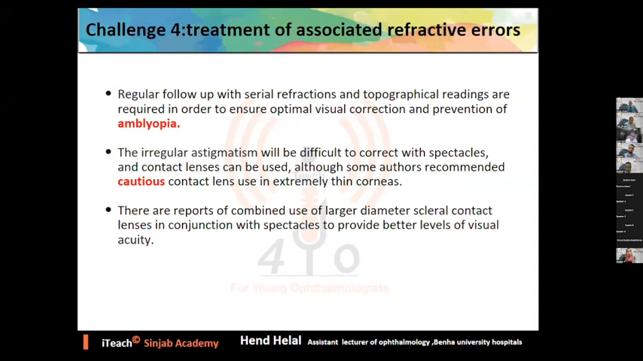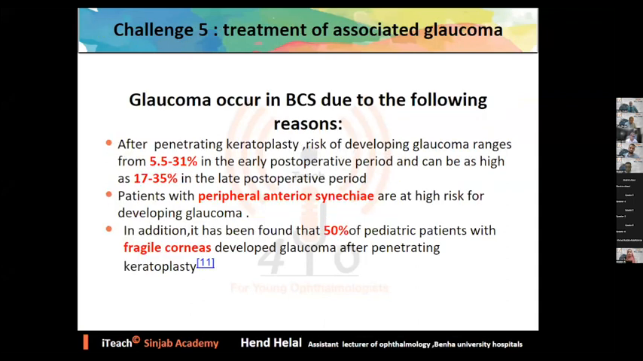What about glaucoma? If the patient has associated glaucoma, it will be challenging. But I have two questions first. Why does glaucoma occur in these patients with brittle cornea syndrome, and why does management of glaucoma in this situation become a challenging situation? The first question: why does glaucoma occur?